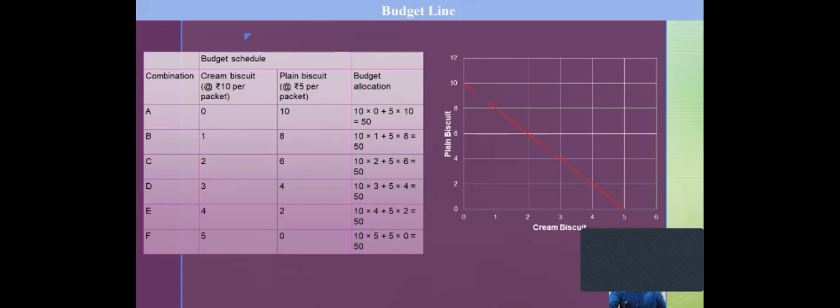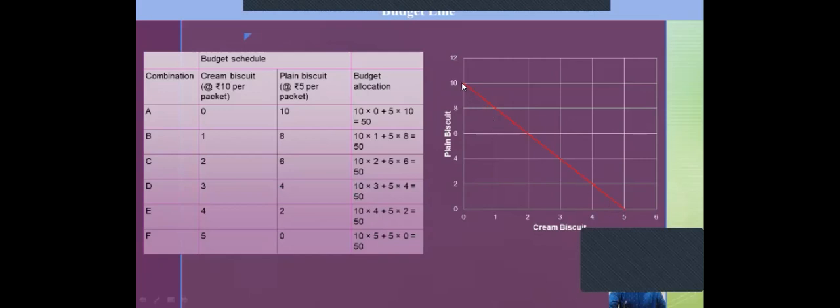Now you see from the x-axis here, on the left side vertical axis, plain biscuit, he is purchasing 10 units, whose price is 5, and from here he is taking 5 units of cream biscuit. So 10 into 5, that means 50 rupees is spent on plain biscuit 10 rupees and a cream biscuit 5 rupees. So total is 50 rupees. Whatever money income is given to the consumer, it is totally spent.